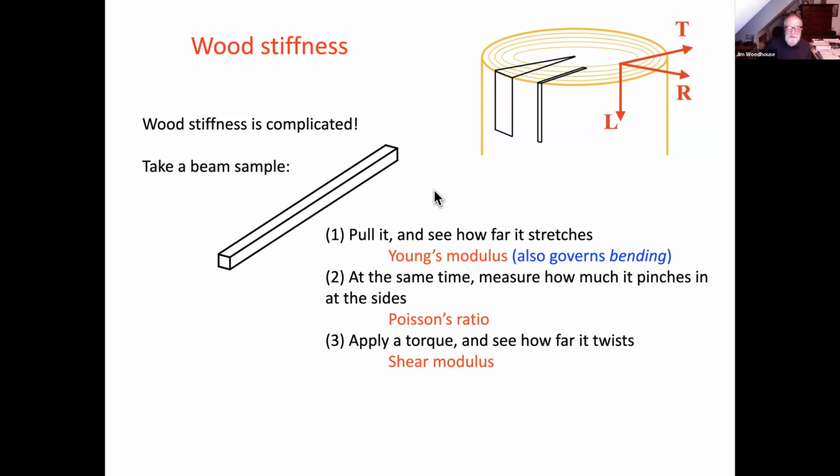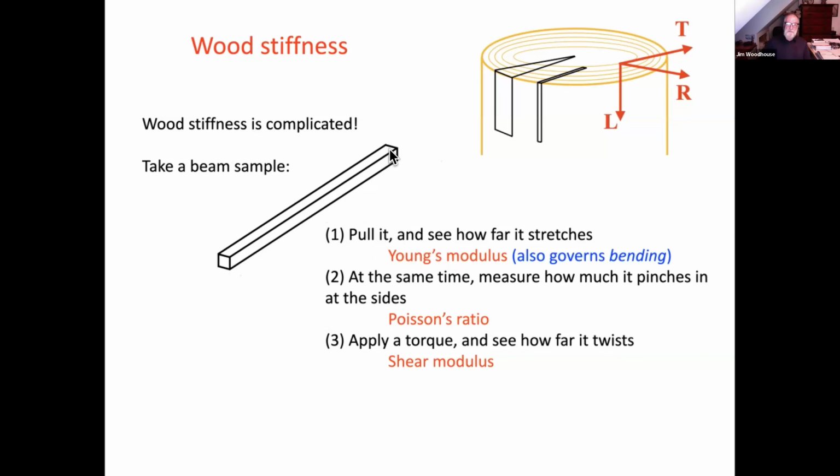Less obviously, but nevertheless true, it's this Young's modulus, this stretching behavior, also governs the stiffness in bending. When you bend something like this, then on one side of it you're stretching the fibers, and on the other side you're compressing them. But both the stretching and compressing are governed by Young's modulus, so the stiffness to bending is governed by the same thing.